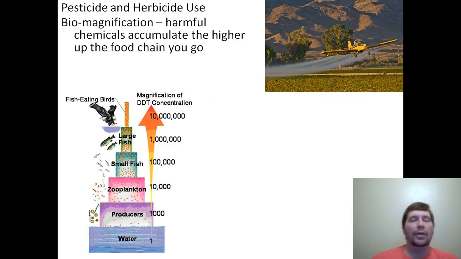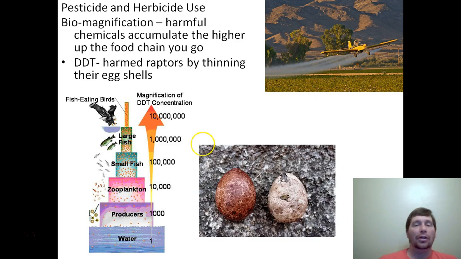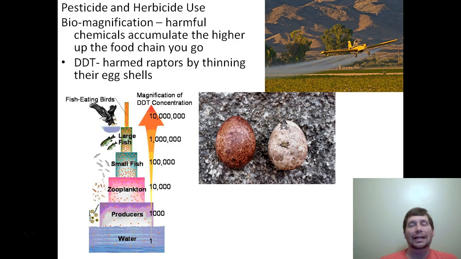Now, the most famous example of biomagnification involves a chemical called DDT. DDT was around in the 60s and the 70s, and it was a wonder chemical that killed mosquitoes. Mosquitoes kill millions of people every year by spreading diseases like malaria, yellow fever, and dengue fever. So we sprayed DDT everywhere because it kills mosquitoes, and we thought, hey, we're going to cure the planet of malaria. Well, the problem is DDT is toxic.